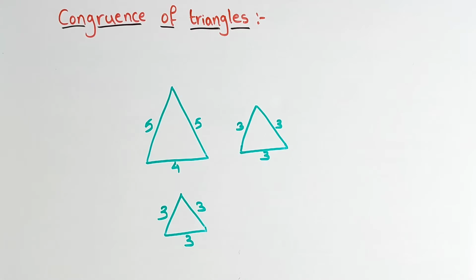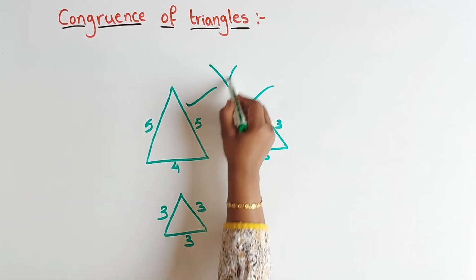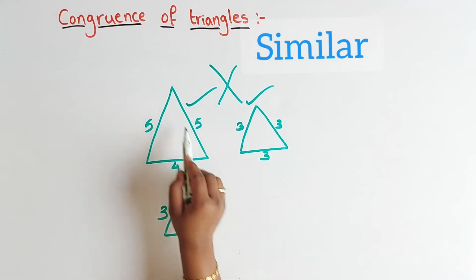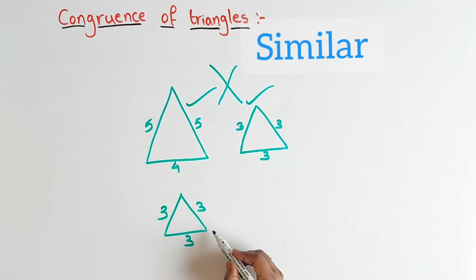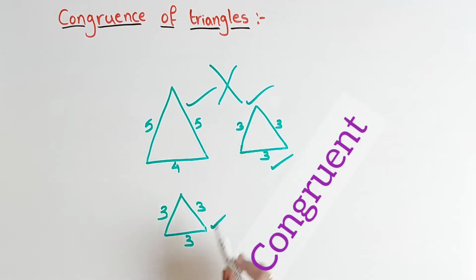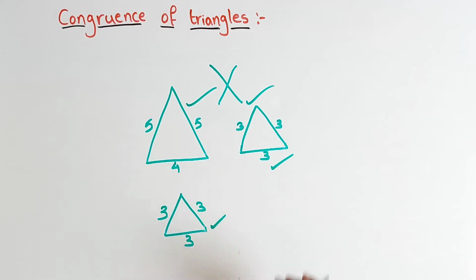Now see here children, we have 3 triangles here. First one measurements 5, 5, 4 centimeters, 3, 3, 3 here, and the third one also 3, 3, 3. Are these both congruent triangles? No. Why? Because shape is same, but the sizes are different. Now check this one and this one. Shape is same and sizes also equal, right? So these are said to be congruent triangles.